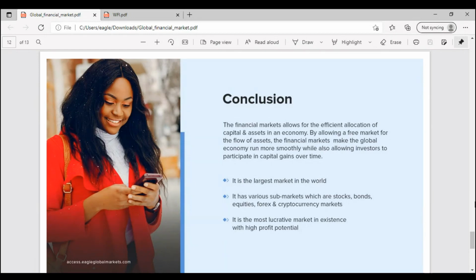It is the largest market in the world, the financial market. It has various sub-markets such as stocks, bonds, equities, forex, and cryptocurrency markets. And it is the most lucrative market in existence with a very high profit potential, okay? You can make a lot of money trading the global financial markets.